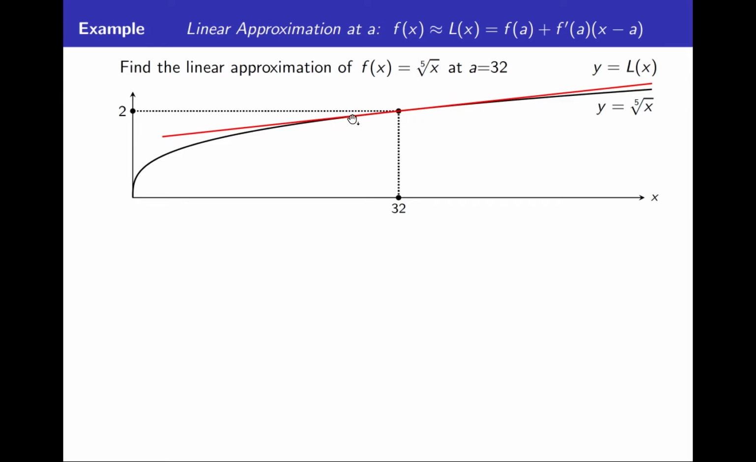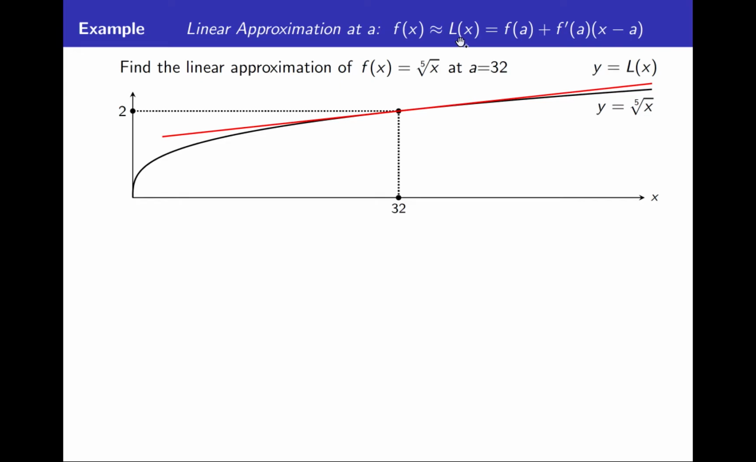And notice what a good approximation L of x is to f of x for values of x that are close to 32. In fact, you can barely tell the difference between the graph of L of x and f of x near this point. And sure, for values of x that are further from 32, there's some visible deviation. But for values of x close to 32, L of x is very, very close to f of x.